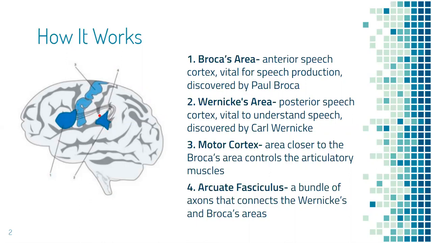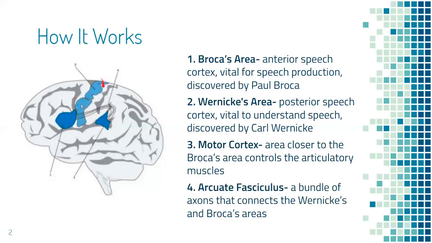The second part is the Wernicke's area, that was discovered by Karl Wernicke, a German doctor who discovered that damage in this area of the brain causes speech comprehension difficulties based on his observations of a patient known as SA. The Wernicke's area is crucial for understanding speech and is also known as the posterior speech cortex.